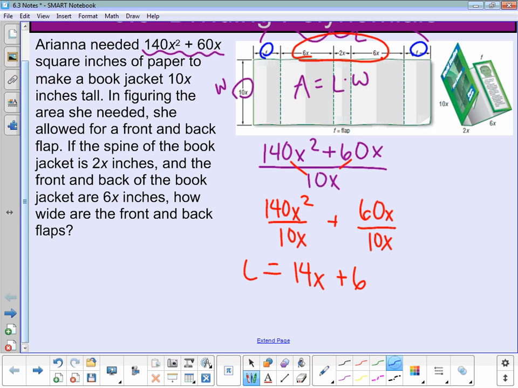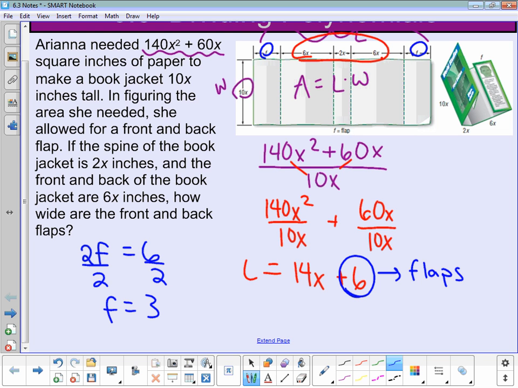That must mean that this piece is for the two flaps. So if I know that there's two flaps equaling 6, I can divide by 2, and I know that each flap is equal to 3. So I'm looking at 3 inches for each of the flaps. So I had to divide my two polynomials in order to figure out what that would look like.